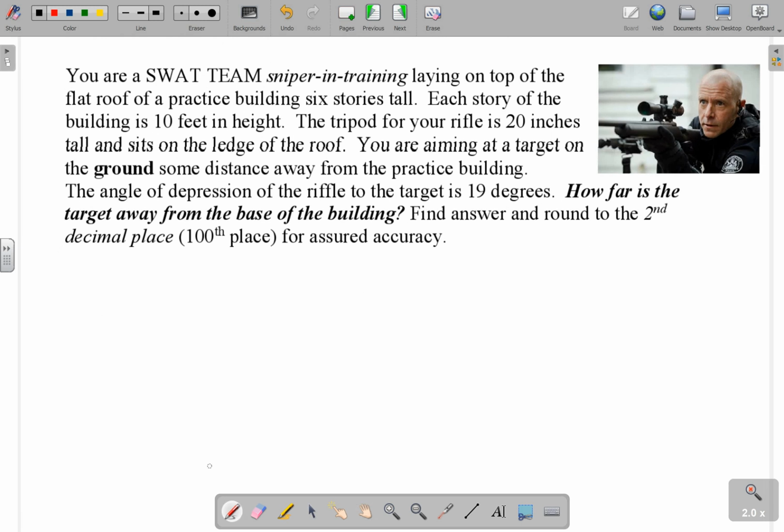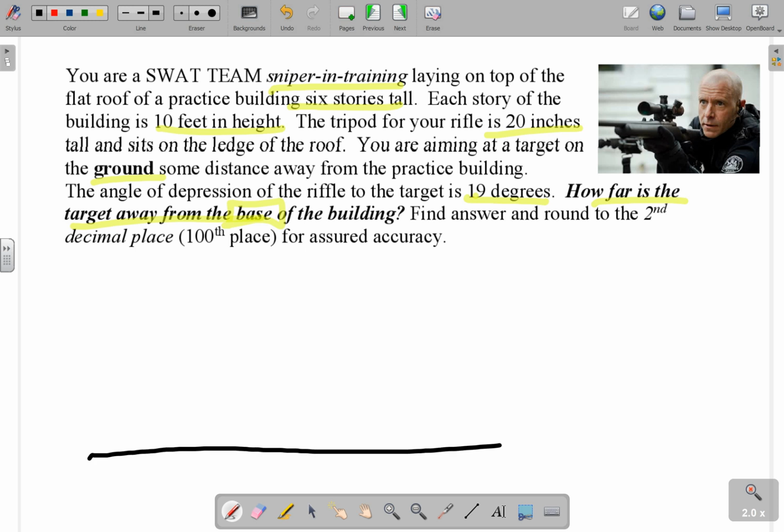Okay, this problem, it says that you were a SWAT team sniper in training, 6 stories tall, and each story is 10 feet high. Your tripod sitting on the ledge is 20 inches. You're aiming at a target on the ground. The angle of depression is 19 degrees. You're being asked how far is the target away from the base of the building.